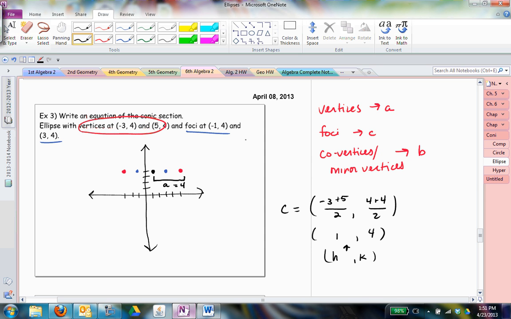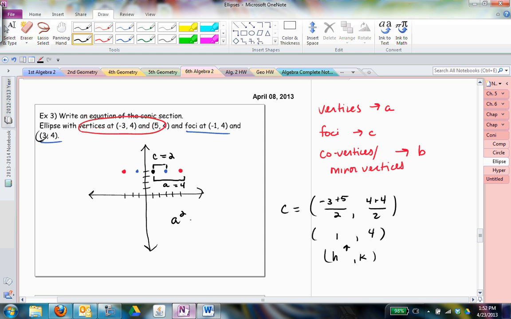The foci, which we're given right here, tell us our C value. So you're going to find the distance between the focus and the center. That's 2 spaces, so C equals 2. You can also do, let's see, if we have 3 and 1, they have a difference of 2. So C equals 2 and A equals 4.